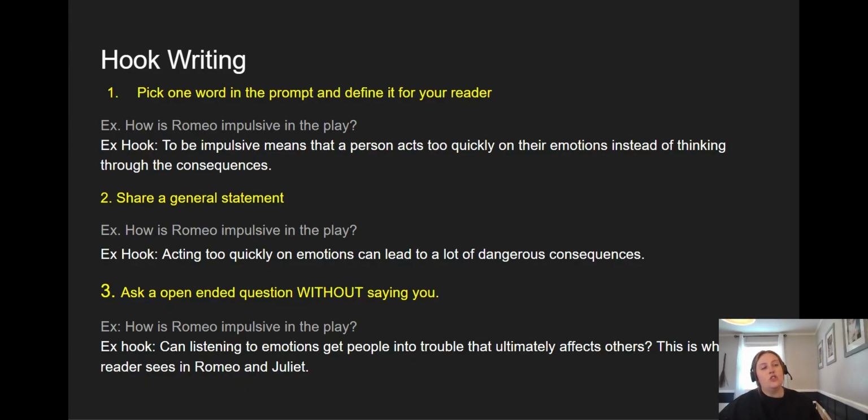And next is sharing a generalized statement. And again, this is when you're looking at something broad. This is a generalized topic. So how is Romeo impulsive in the play? Well, acting too quickly on emotions can lead to a lot of dangerous consequences. Again, I'm just kind of redefining and restating a generalized-ish statement about being impulsive, what that looks like. And again, what is that doing? That's setting my reader up for what I'm about to be talking about, which is Romeo and Juliet.